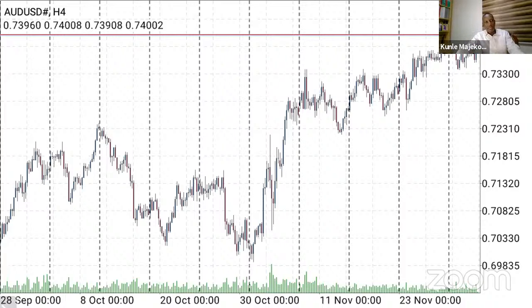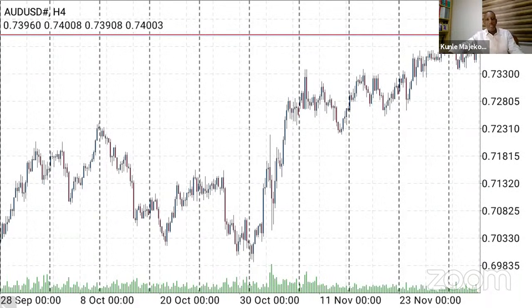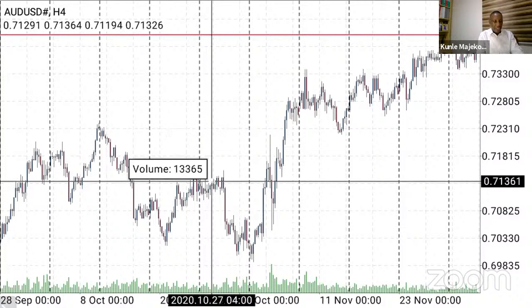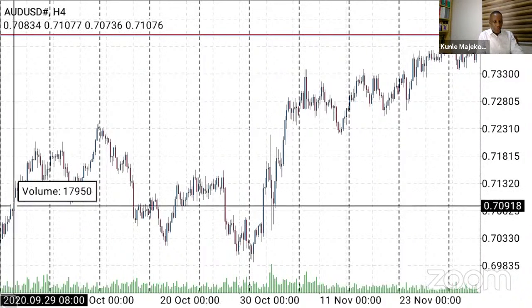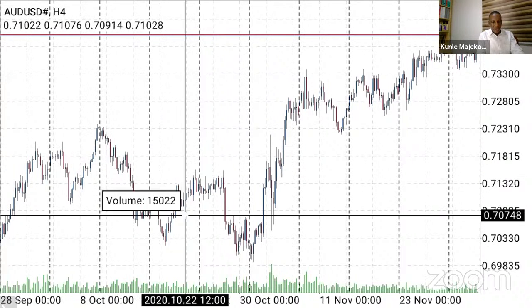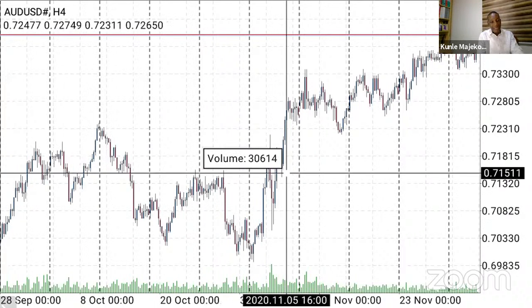Now look at this particular one. This is AUD USD, Australian dollar, United States dollar, and you can see the movement of the chart going up, down, and this is how the market is.